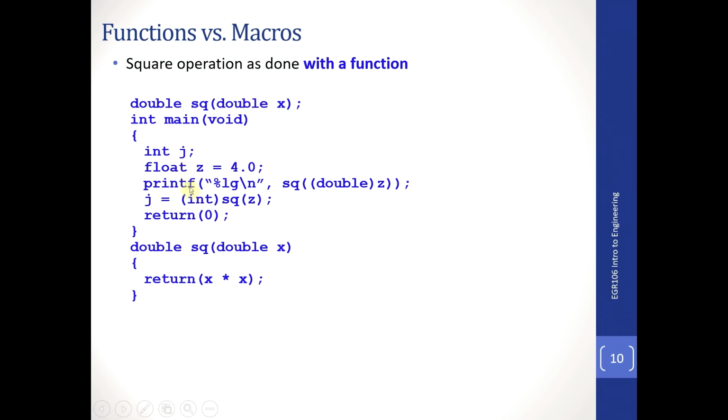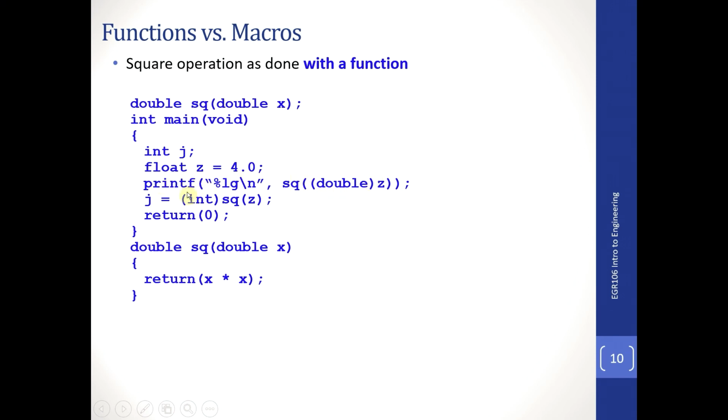Now I go to my main, right? I've declared some variables. I printed it out. Inside my print statement, I have said, hey, run my function with a typecasted z to make sure that's a double. Now, did I need to do that since it was already a float? It would probably work just fine, but just to be thorough, we typecasted it up to a double.